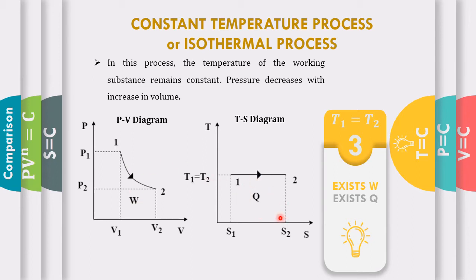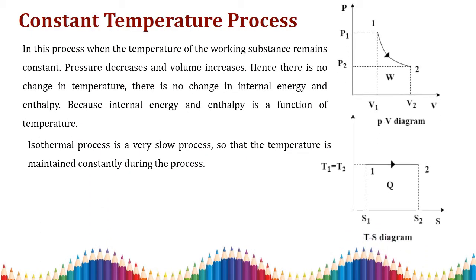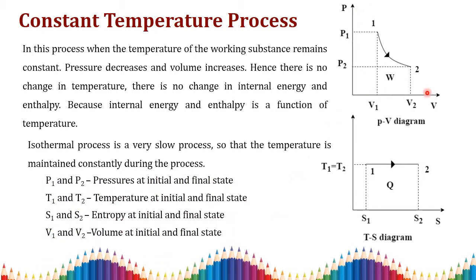With these simple basics, we can move into the derivation for the constant temperature process. As I discussed on the previous slide, in a PV diagram we can observe work done, and in a TS diagram we can take heat transfer. Considering initial state as 1 and final state as 2, P1 and P2 are the pressures at the initial and final states. Temperatures T1 and T2 are the initial and final temperatures. S1 and S2 are the entropy at the initial and final states. Volumes V1 and V2 are the volumes at the initial and final states.